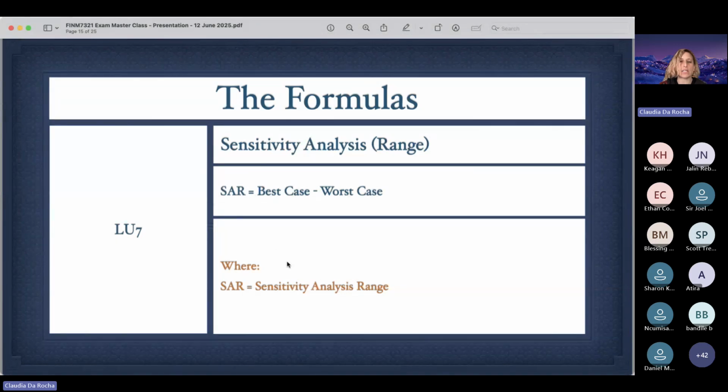And there are 2 things you need to understand. You need to understand the range, and then you need to understand how to calculate your net present value for even cash flows, which I'll go through now. So just in terms of your sensitivity or your analysis range, it's best case minus your worst case.